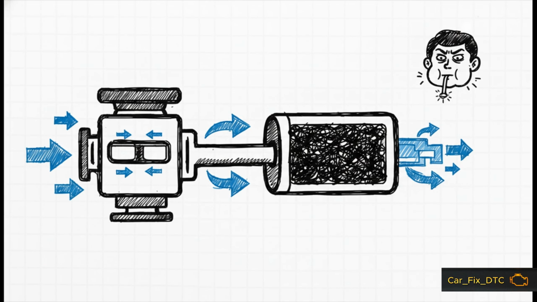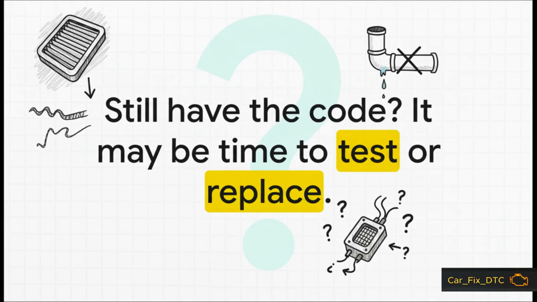Here's another one, though it's a little less common: a restricted exhaust. If your catalytic converter or muffler is all clogged up, the engine can't breathe out. It's like you trying to exhale through a tiny coffee stir. This big backup can sometimes trigger a P0100 code, but honestly, you'll probably have a bunch of other exhaust-related codes pop up too. So you've checked everything else and you still have the code?